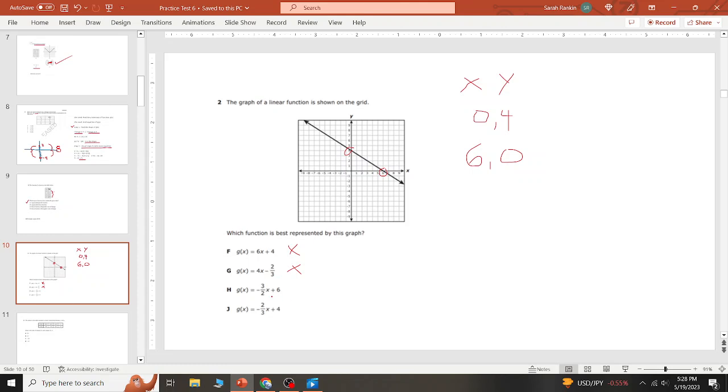So let's see this next one. When we plug 0 in for x, we don't get 6, or we don't get 4. Let's see this last one, better work. When we plug the 0 in for x, we get a y of 4. When we plug the 6 in for x, 6 times -2/3 is -4. We get a y of 4. So that one works. Okay.